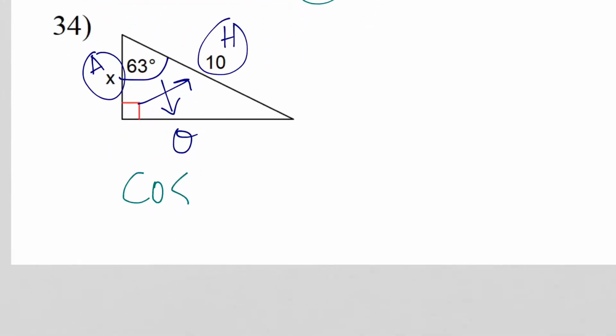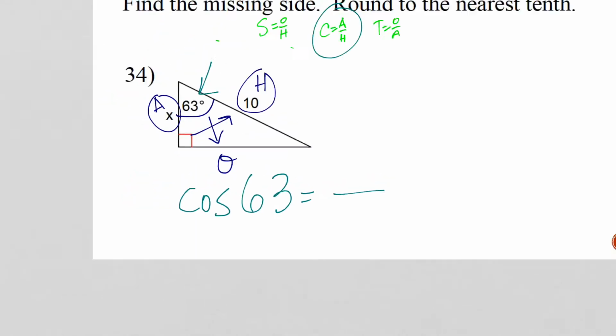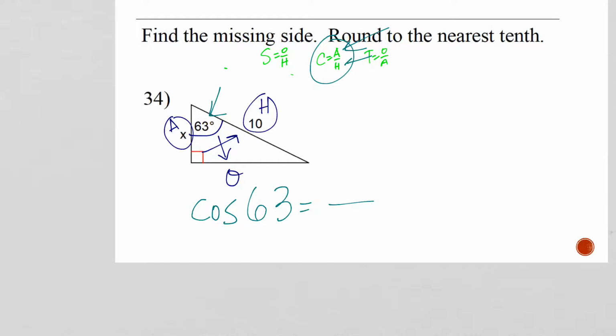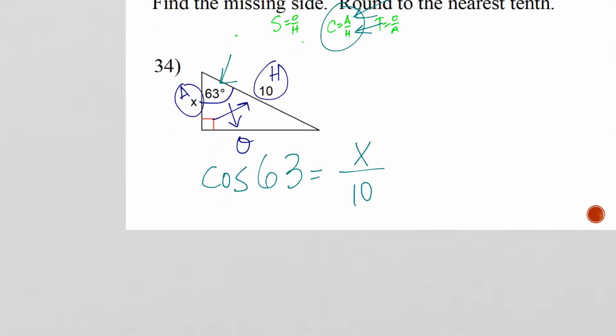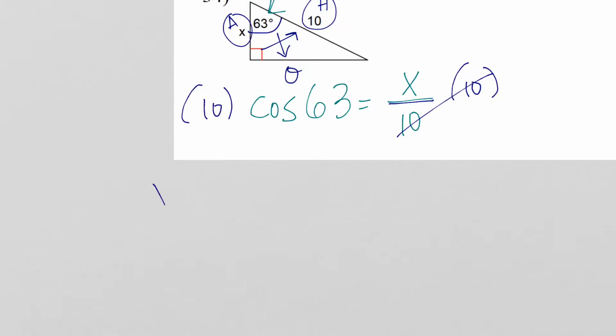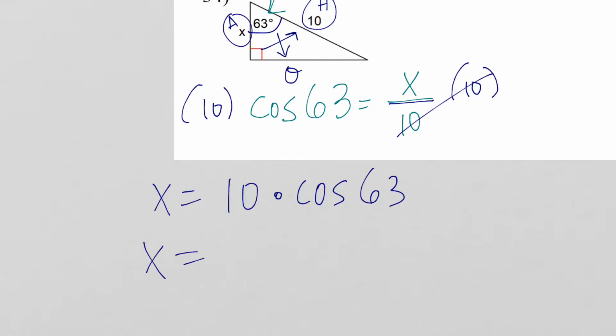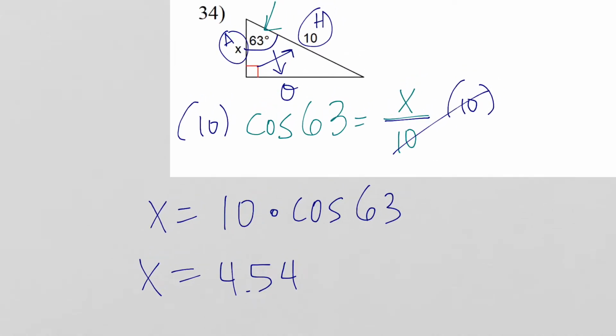Well, I do know what the angle measures. The angle measures 63 degrees. Cosine of 63 degrees equals a divided by h. A is x, h is 10. So here, x is being divided by 10, so I can multiply both sides of my equation by 10. And now I get x equals 10 times cosine of 63 degrees. Type it into the calculator and check what you get. And you get 4.54 rounded. So that would be the measurement of your side.